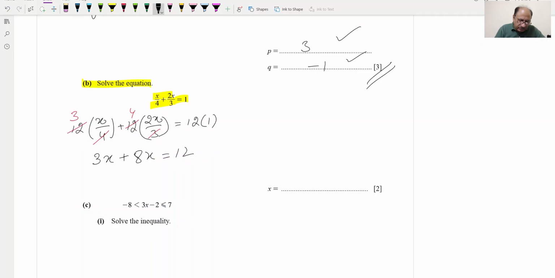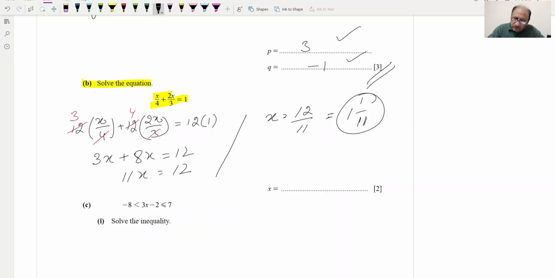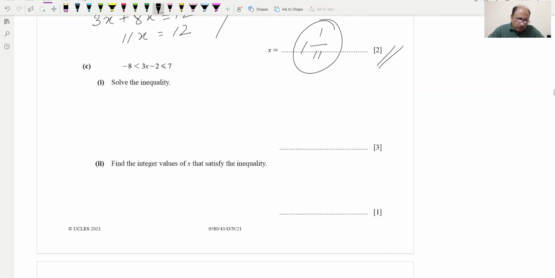So 8 plus 3 will be 11x, so 11x is equal to 12. This implies x will be equal to 12 over 11, which we can write as 1 whole 1 by 11. This will be our answer in mixed fraction format, and this is the 2 marks part which we have done. Now C part is inequality.